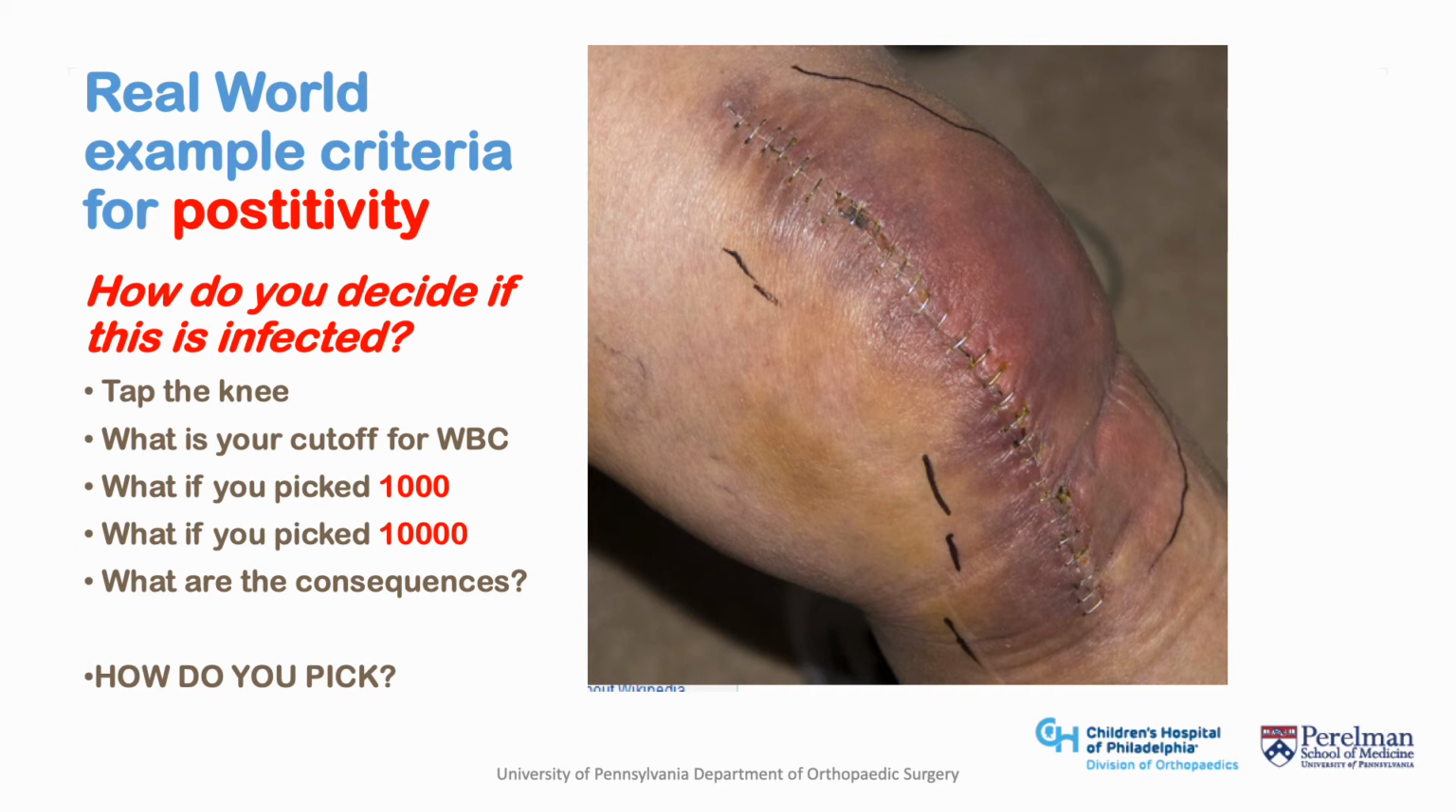What if you picked 1,000 cells? How about 10,000? What are the consequences? Well, if you picked 1,000, you probably wouldn't miss any infections, but you might do some unnecessary surgery. If you picked 10,000, you probably would miss some infections, but you would likely do less unnecessary surgery.